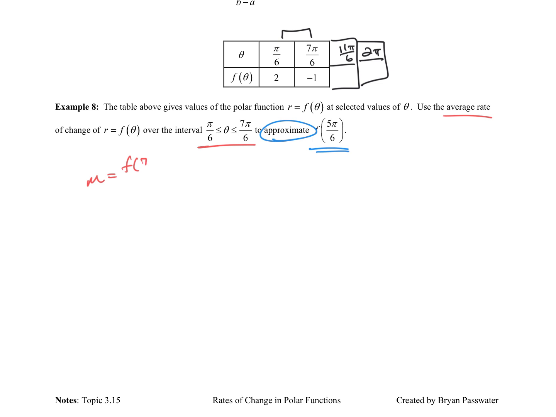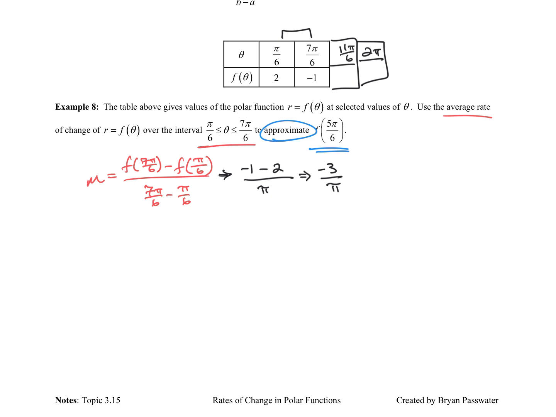f of 7 pi over 6 minus f of pi over 6, over 7 pi over 6 minus pi over 6. So we're just finding slope right now. What is f of 7 pi over 6? Tells you on your little chart. Negative 1. And then minus, what is my f of pi over 6? 2. Over, what is 7 pi over 6 minus pi over 6? 6 pi over 6, aka what, Asher? Pi. And so my slope here is what? Negative 3 over pi. And so that's our average rate of change.